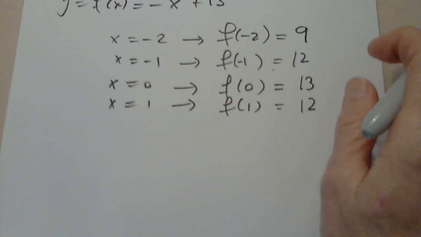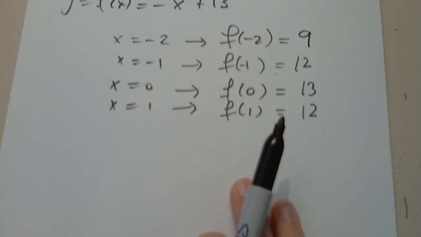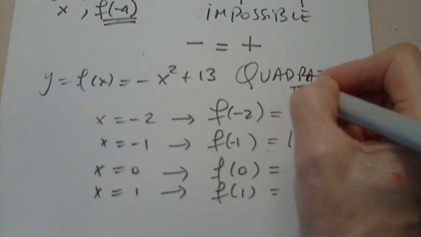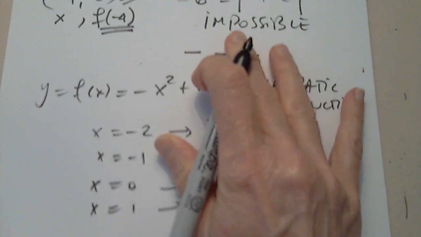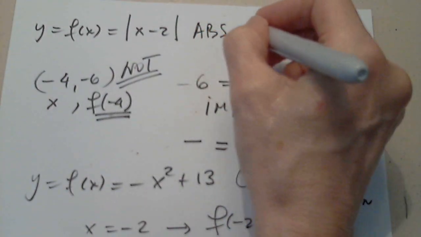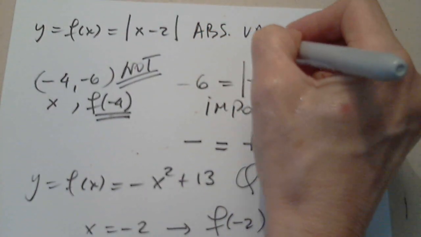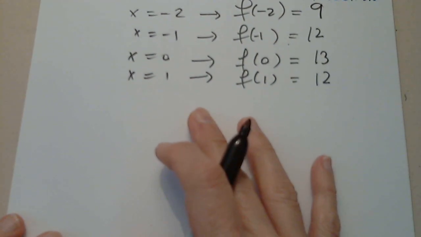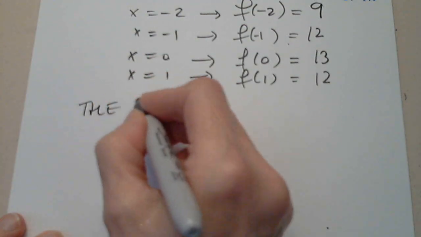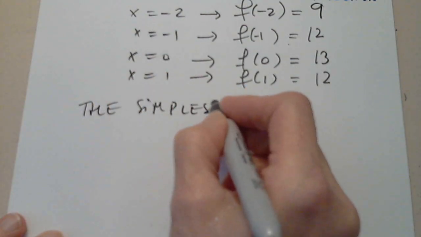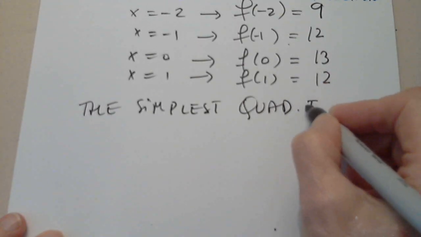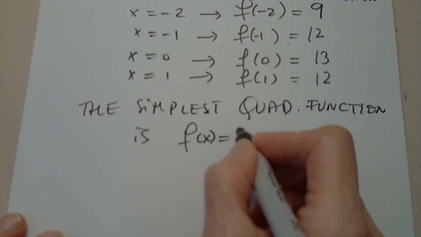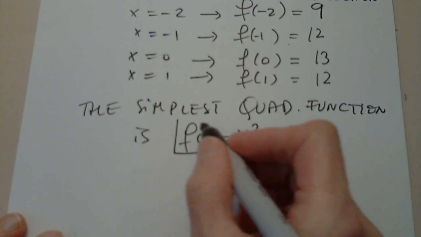So now, this is not sufficient for us to understand the shape of this graph. So allow me to explain. This is a very important graph. This is a quadratic function. This is an absolute value function. Okay, so let's talk about the quadratic function. The simplest quadratic function is f of x equals 1x squared. This is the simplest one.